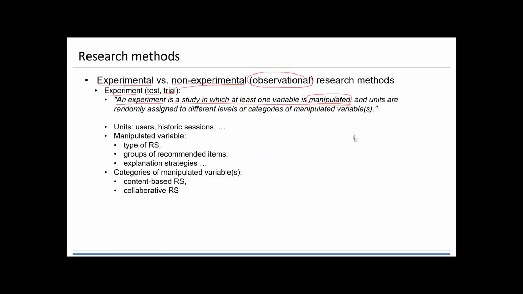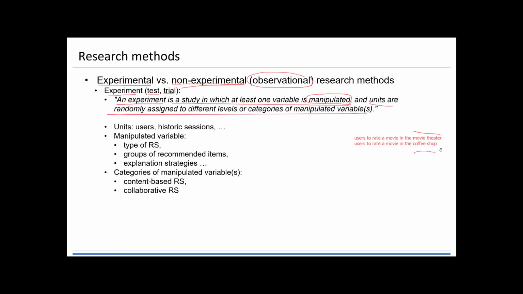For example, if you ask the users to rate a movie in the movie theater, and then you ask the users to rate a movie in the coffee shop. Okay. So it can be different, because one variable, which is the location, is different. So the different location may give you different results. And units are randomly assigned to different levels or categories of manipulated variables.